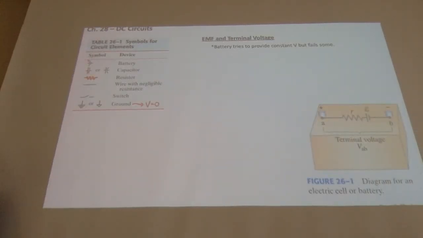So, first of all, before we get to the next slide where we deal with some resistors, let's talk a little bit more about the battery. So remember, the battery is trying to provide a constant voltage, a constant potential difference. But it's going to fail a little bit. It's not going to be perfect at it.